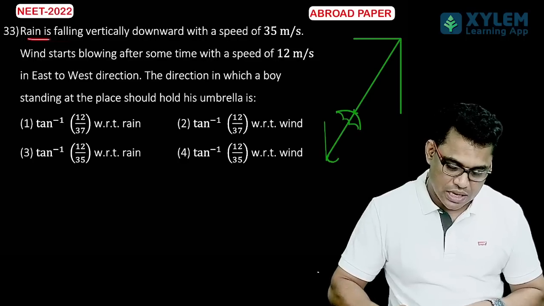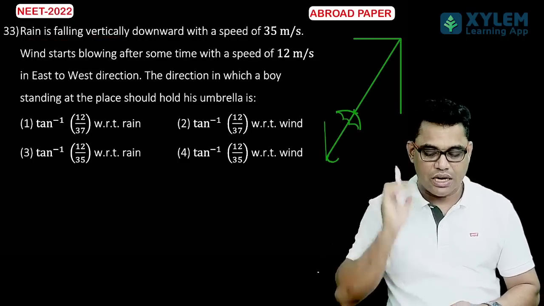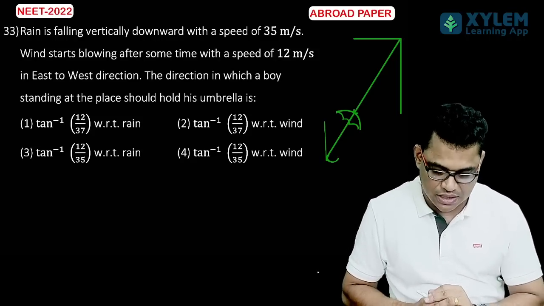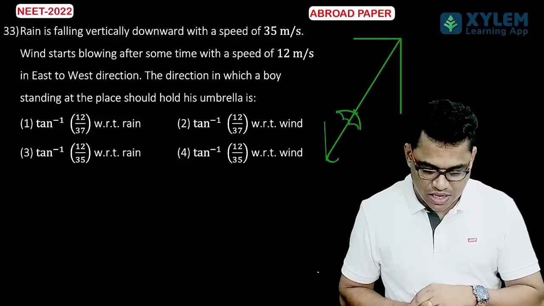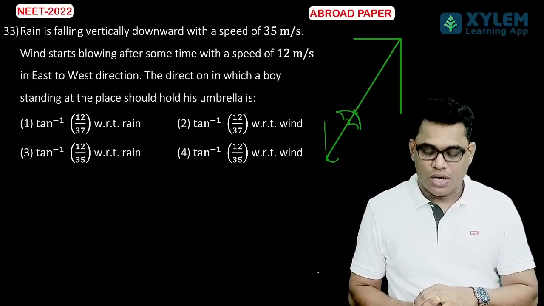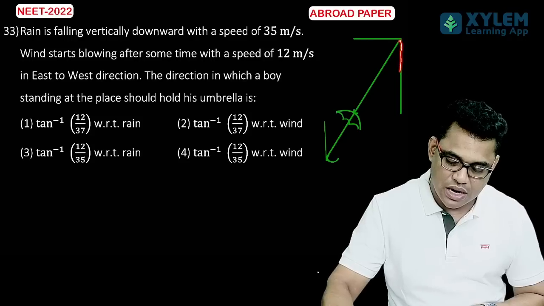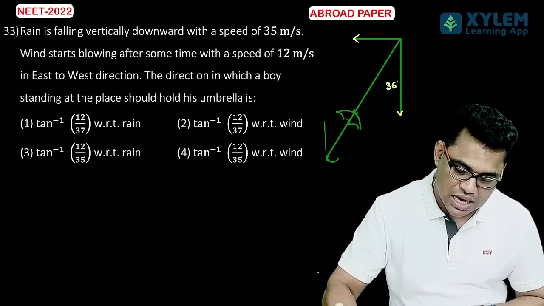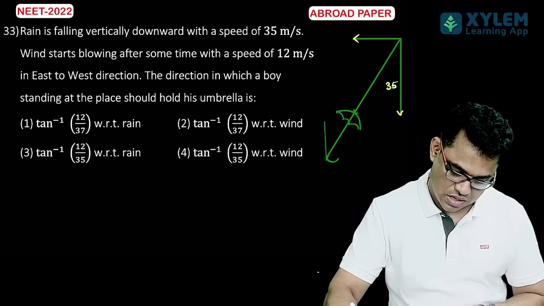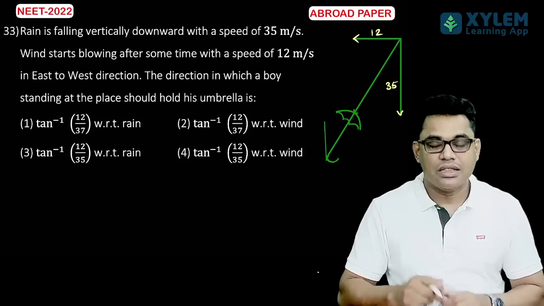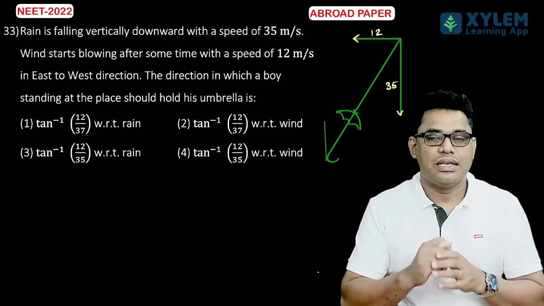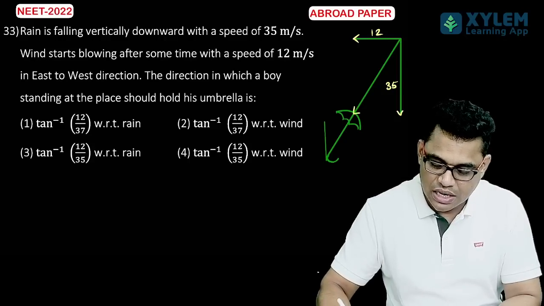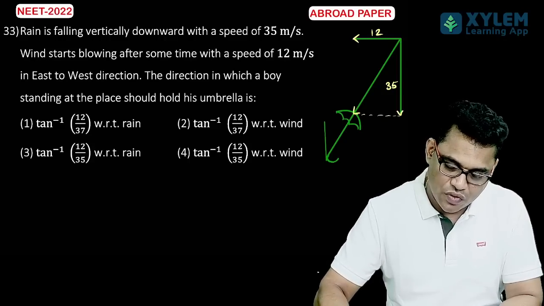Question number 33. Rain is falling vertically down with a speed of 35 meters per second. Wind starts blowing after some time with a speed of 12 meters per second in the east to west direction. In which direction should the boy standing at the place hold his umbrella? See, rain is falling down with velocity 35. After some time, wind started blowing with velocity 12. Therefore, the boy has to hold his umbrella against the resultant velocity of the rain. What is the resultant velocity of the rain? The velocity of the rain plus the velocity of the wind.